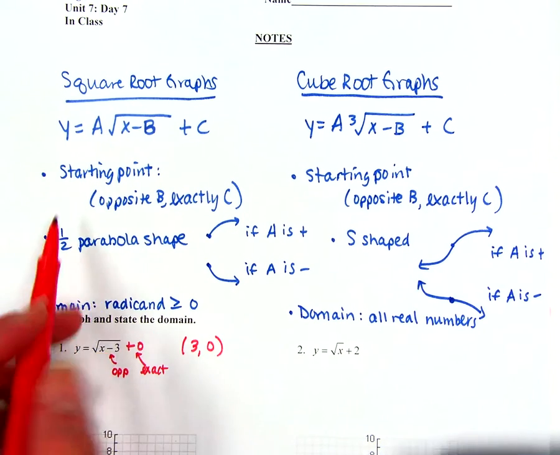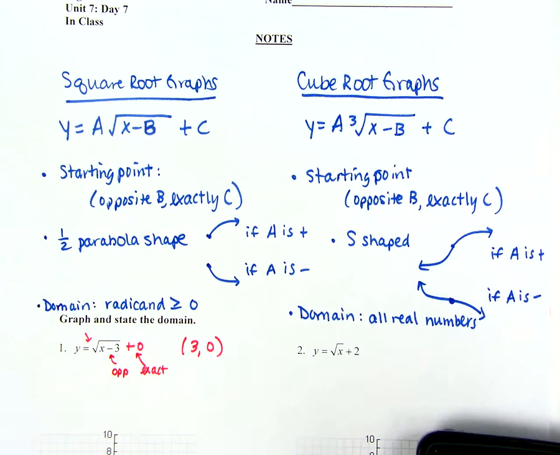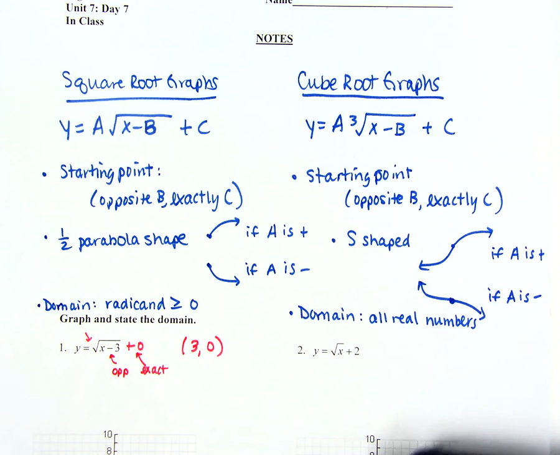So if the value that's in front of the radical is positive, then it would go up. If it's negative, it would go downward.